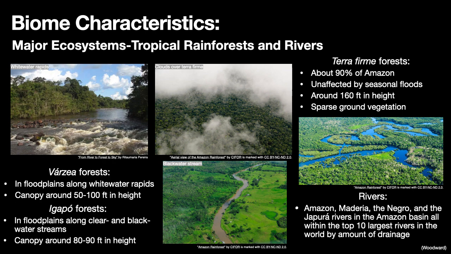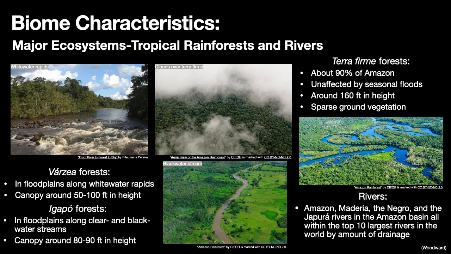There are 3 types of rainforests in the Amazon. The terra firma forests are unaffected by seasonal floods and make up about 90% of the Amazon rainforest. Within the floodplains, Varzea forests grow along the whitewater rapids, while Igapo forests grow along clear and blackwater streams.